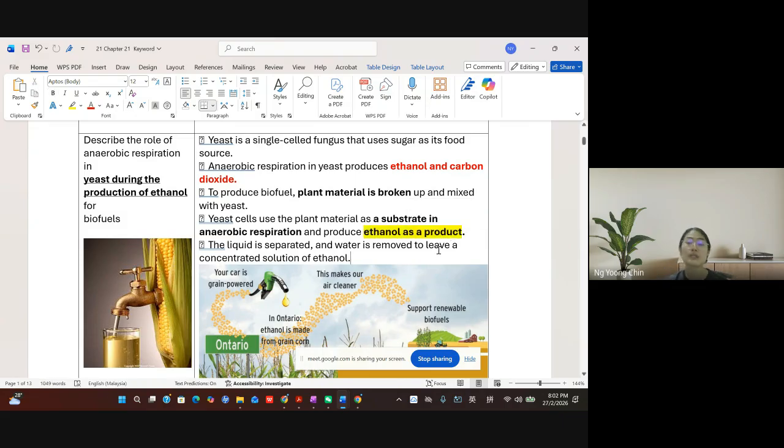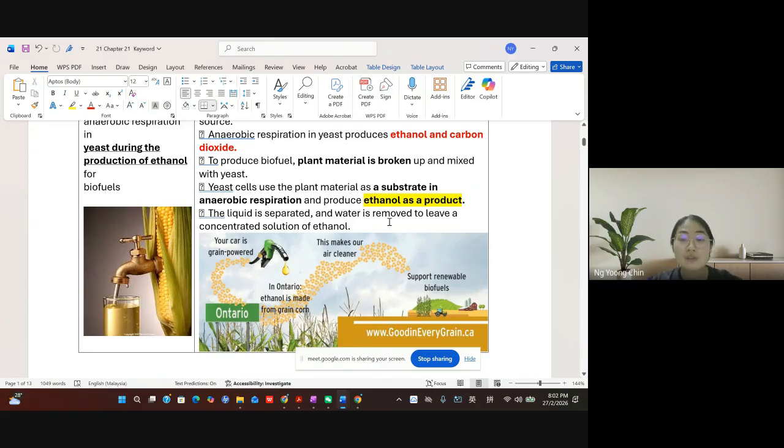Later they will need to extract the ethanol. They also need to purify the ethanol, because they want to ensure that only ethanol is isolated, not other components. The yeast cells use plant material as a substrate in anaerobic respiration. What does this mean? Plant material is a source of carbohydrates, which is cellulose and starch, so it will be broken down by the yeast to produce ethanol as a byproduct. Once the liquid is separated, the water is removed to leave a concentrated solution of ethanol.